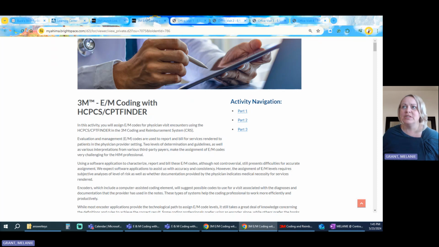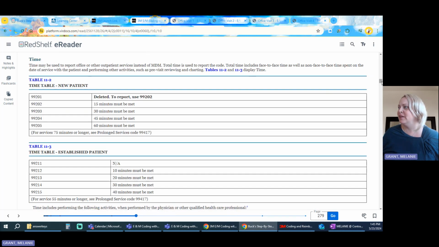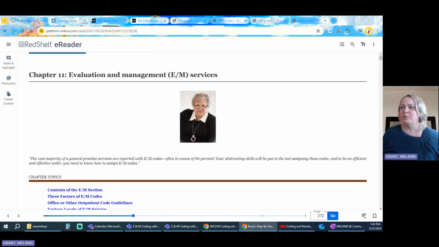Our secondary resource is going to be our Buck's step-by-step medical coding, chapter 11 for evaluation and management services. And then finally, we're also going to be looking at a couple of external resources that I will make sure to have available for those of you in my class.